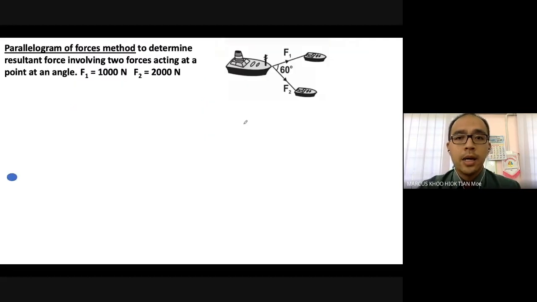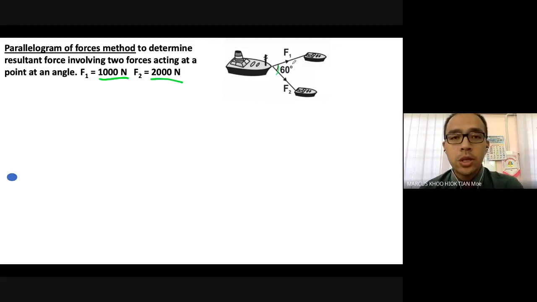Now, this is where the real life application happens. So you have these two small boats that are pulling on this very huge boat. Okay, and they are pulling, this is F1, 1000 newtons, this F2 is 2000 newtons, and they are pulling at an angle of 60 degrees. So now we are no longer talking about 90 degrees, like just now. Okay, in real life, not everything is 90 degrees.